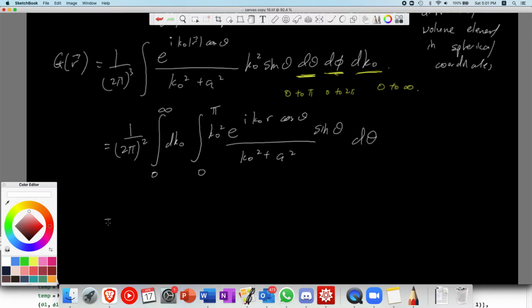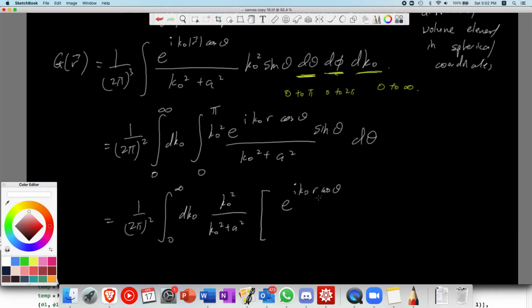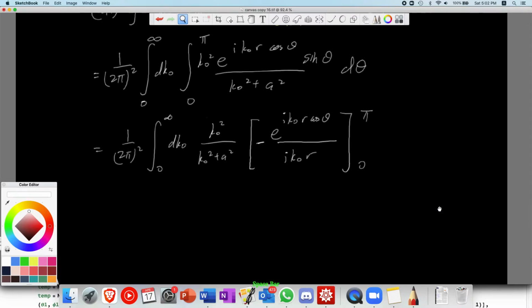So let's do the d theta integral. It's just this. You see it's very nice in the exponent. That's why we chose theta to be the angle between r and k0. It's quite a smart choice. So we do this. Then we have this k0 squared. Actually I can pull out this k0 squared plus a squared, e to the power of i k0 r cosine theta, divided by minus i k0 r, between theta equals pi and theta equals 0.